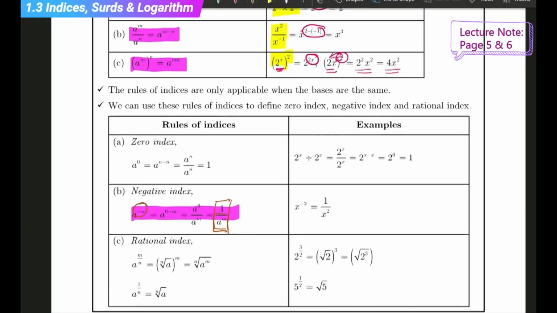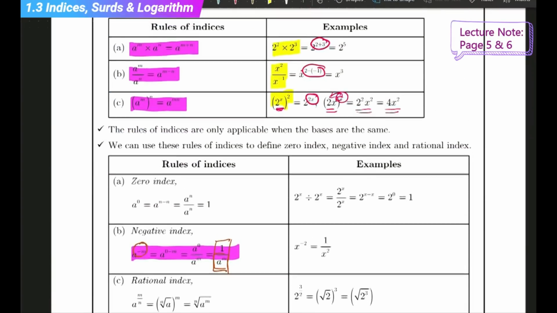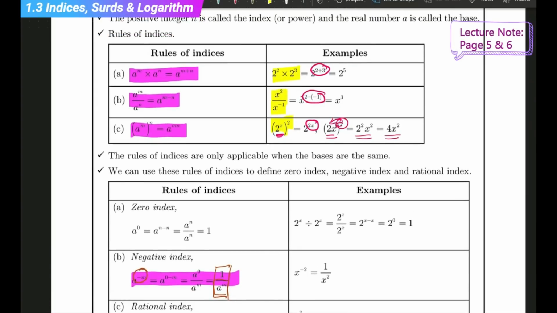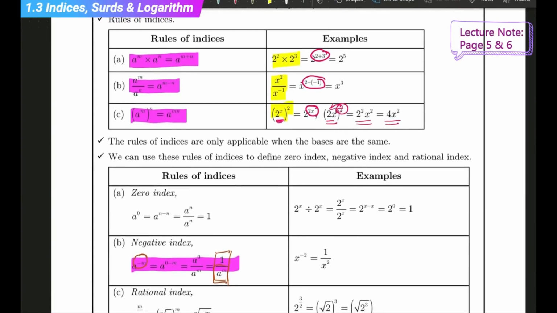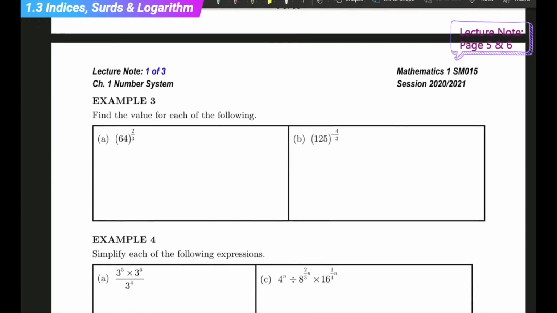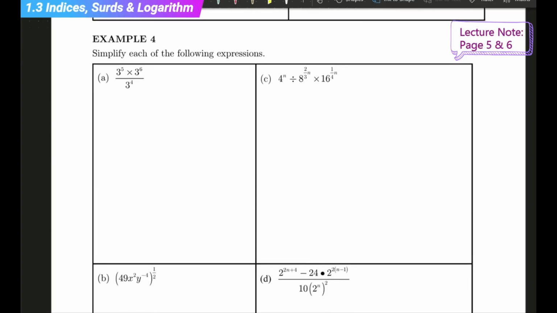Now let's go to example 4. So I hope that you can clearly remember all the rules of indices involved, that's very important, okay? Now let's go to example 4, because example 3 you need to solve by yourself. We go to example 4.